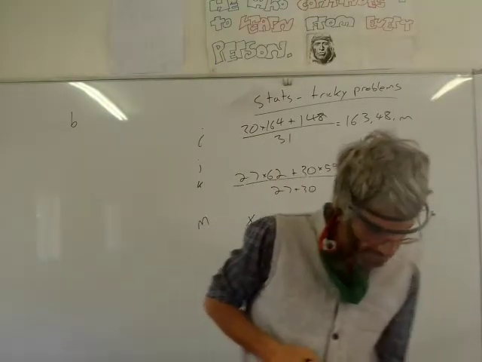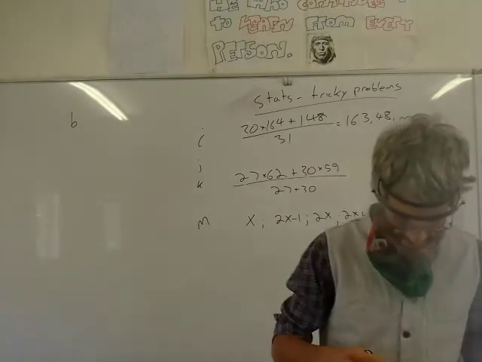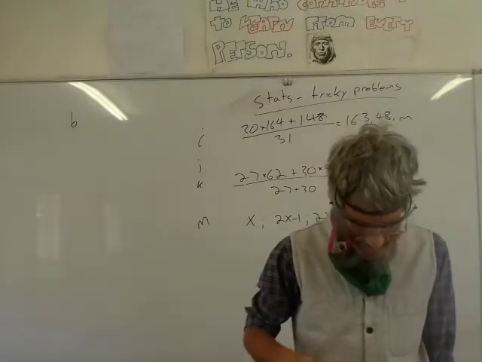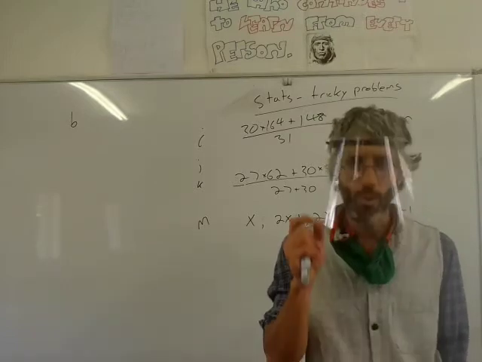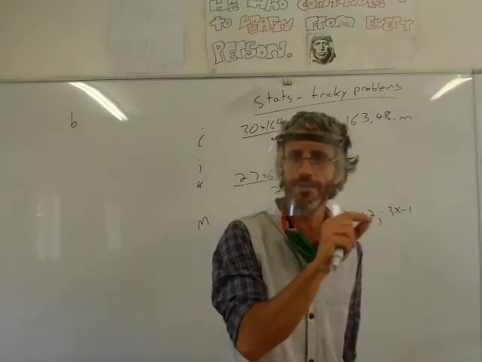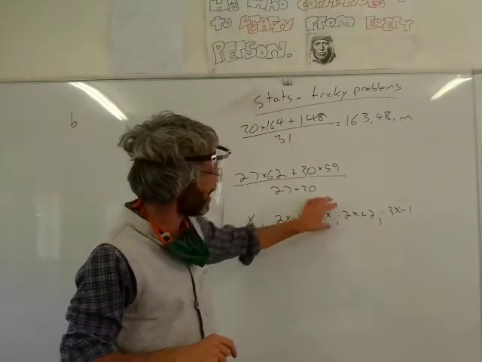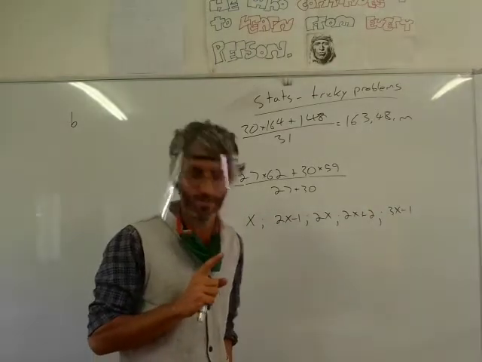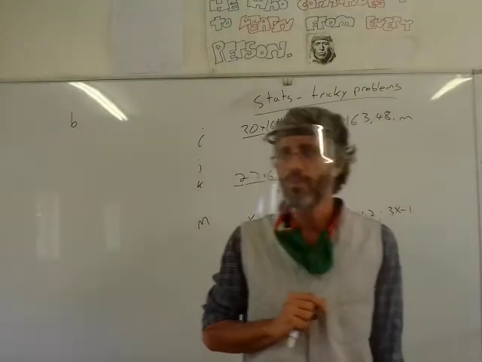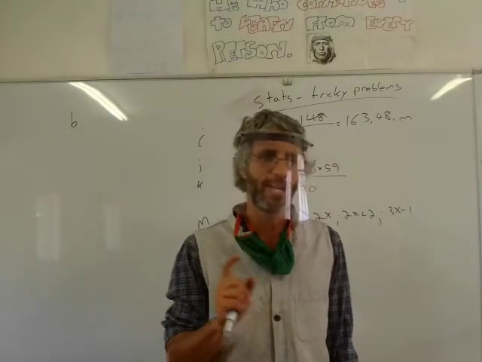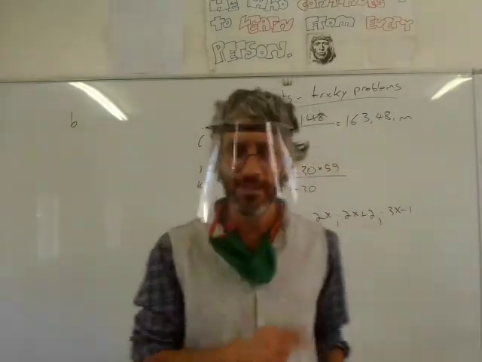The tricky one is M. Consider the following set of data values: x, 2x minus 1, 2x, 2x plus 2, and 3x minus 1. What they should have told you here is that this is ordered. So x is the lowest, then a bit higher, a bit higher, and a bit higher. The interquartile range is 6, determine x. That's a determine x kind of question. We had some in earlier lessons, but this is a different level.